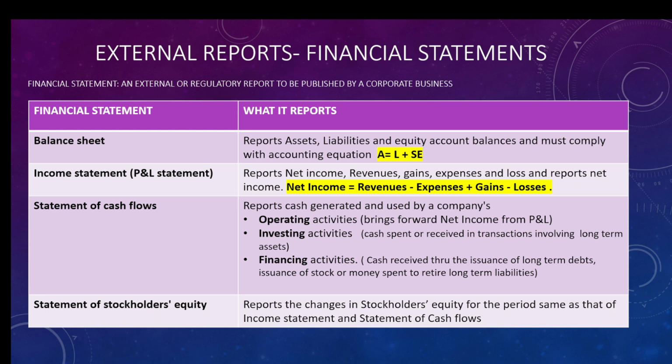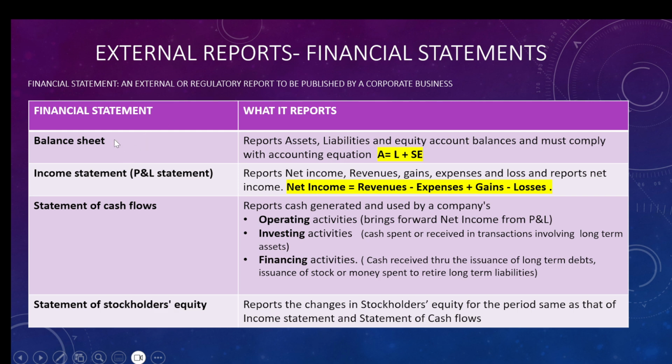Examples of external reports are financial statements. So what's a financial statement? These are external reports which have to be submitted to your regulatory authority, a tax authority, and it is usually strictly followed by a corporate business. So what are the various types of financial statements?